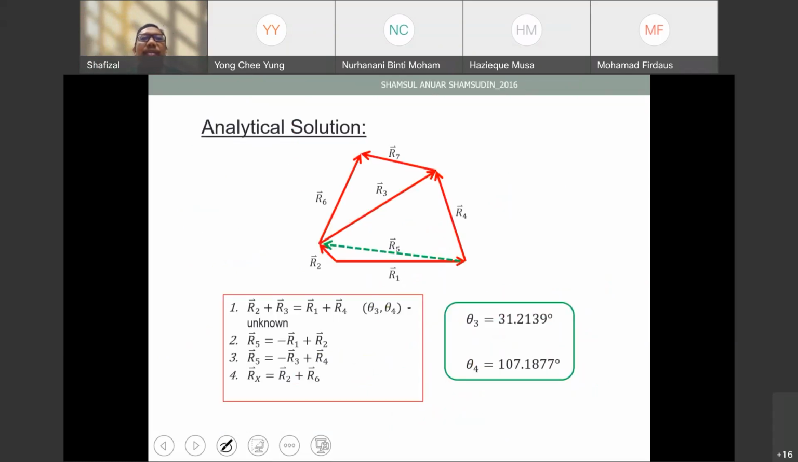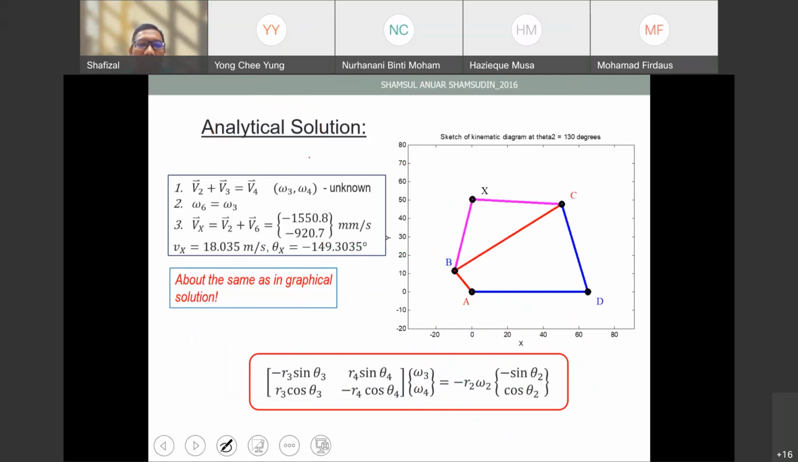Alright, ataupun kita gunakan analytical solution, gunakan vector polygon macam ni. So kalau you suka, I'm not very good in this one. Saya pun tak suka, I don't prefer to do this one. So if you want to do this, you can look at this on how to solve the problem. So basically, the answer is quite similar, and the answer is 18.035 meter per second.